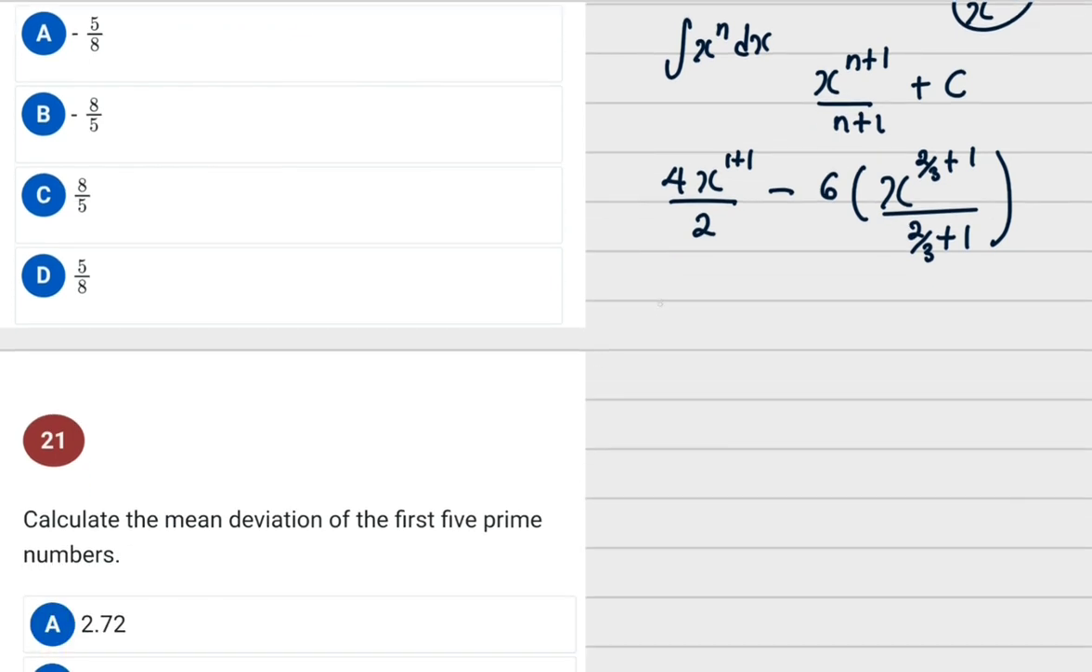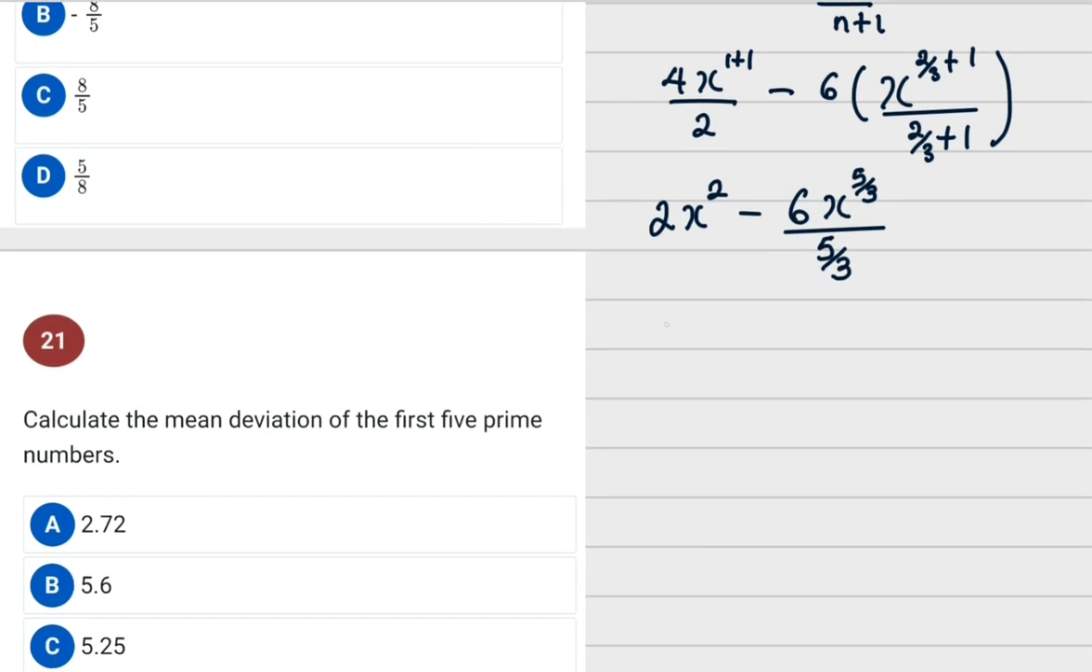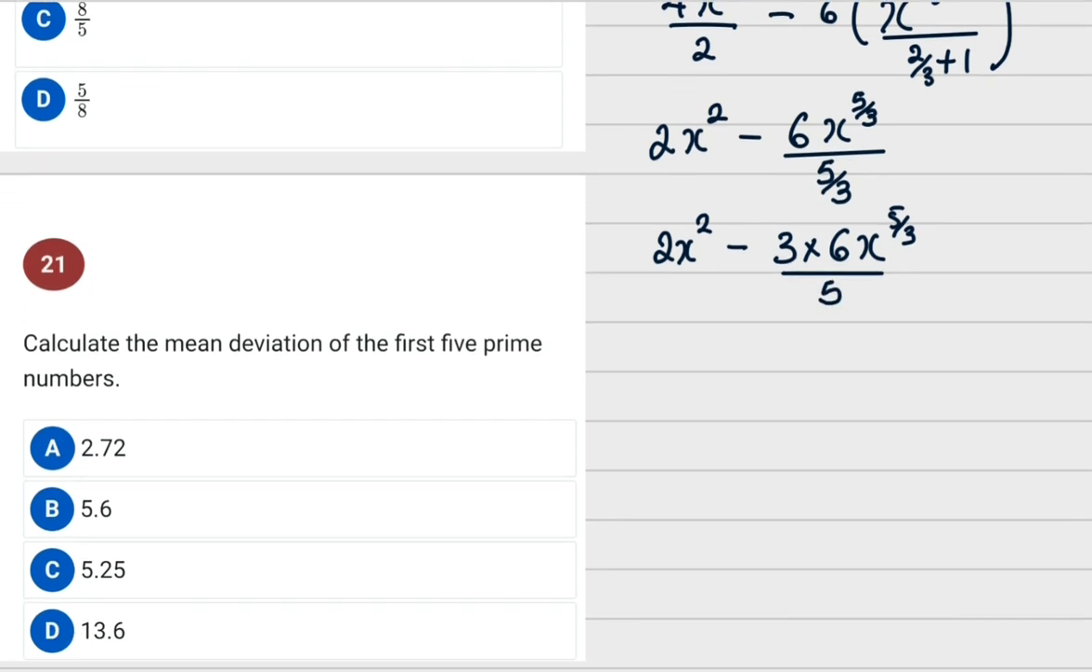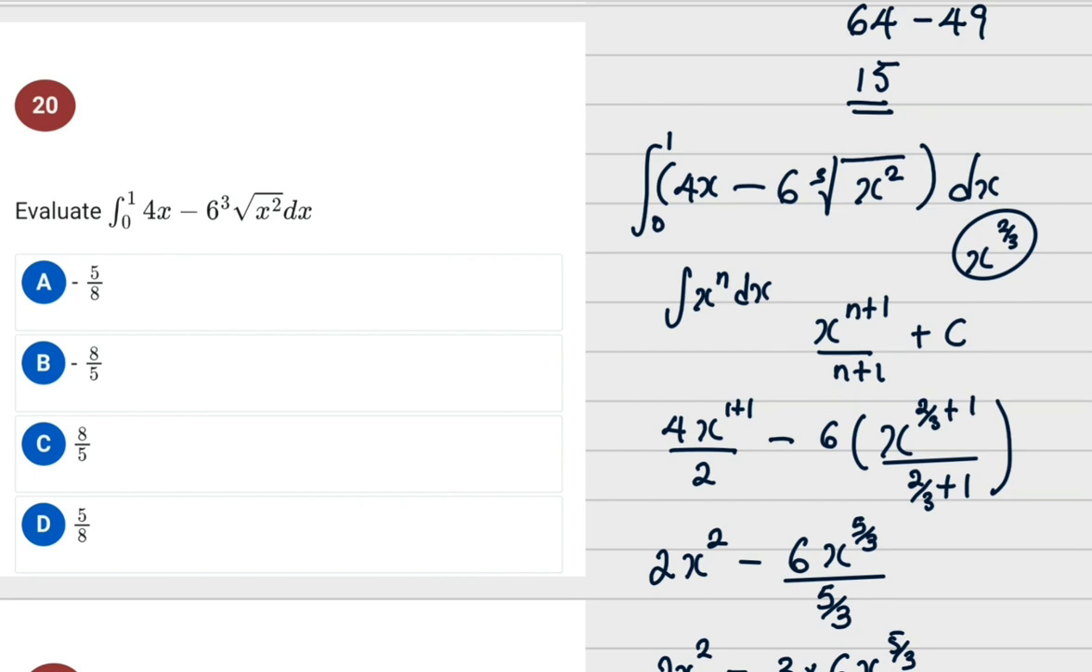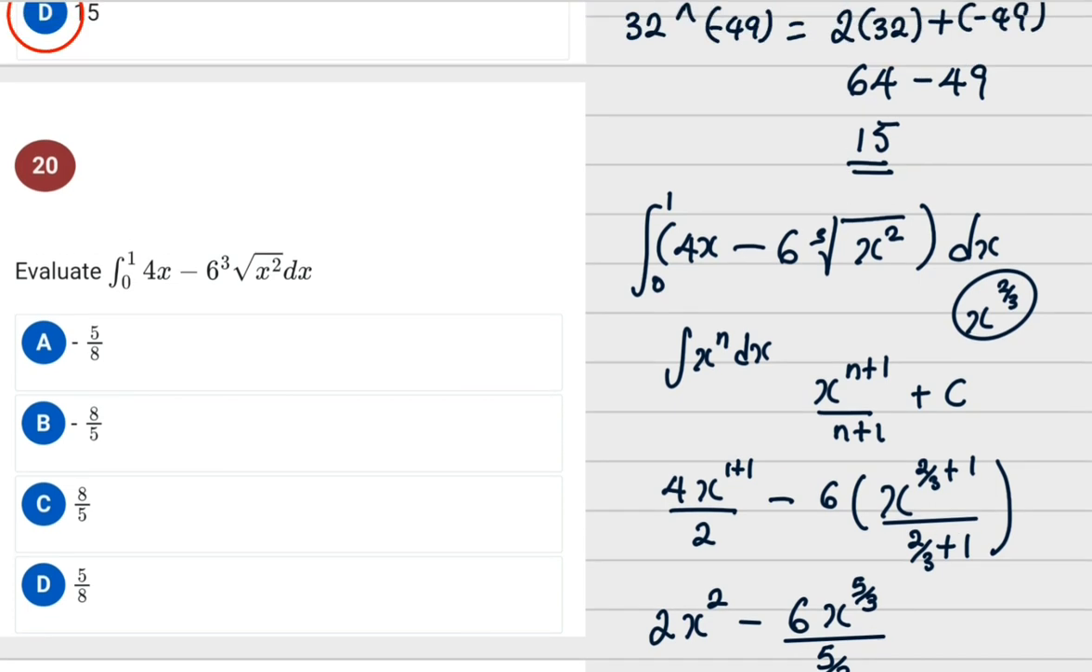Now, having this, I'm going to have 2x squared minus, I have 6, then x raised to power 5 over 3, then all over 5 over 3. Now, this will be 2x squared minus, this is going to be 3 times 6x raised to power 5 over 3 all over 5. Now remember, the limit is from 0 to 1.